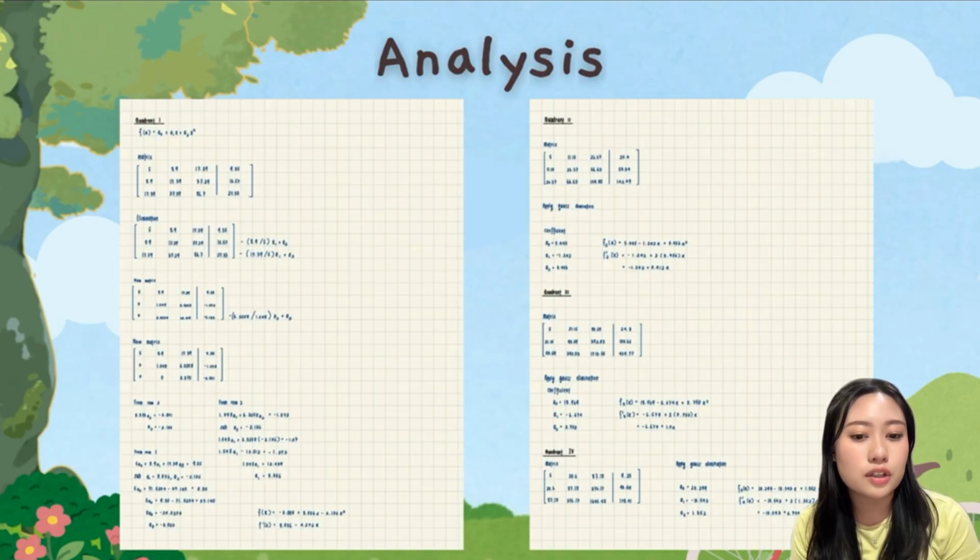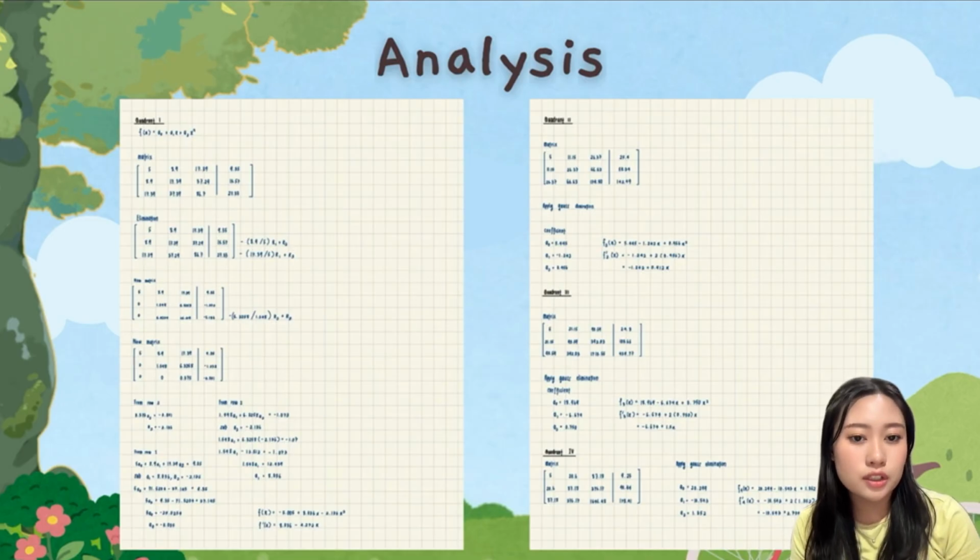The general quadratic equation used is f(x) equals a0 plus a1x plus a2x squared. Using the summation values obtained from the table, the matrix equation was formed and solved using the Gauss elimination method. The elimination process was carried out step by step to determine the coefficients a0, a1, and a2. After solving the matrix, the coefficients obtained for quadrant 1 were a0 equals negative 5.006, a1 equals 8.036, a2 equals negative 2.136.